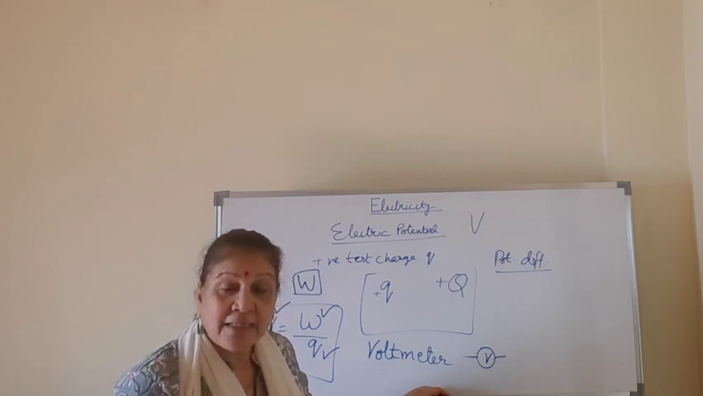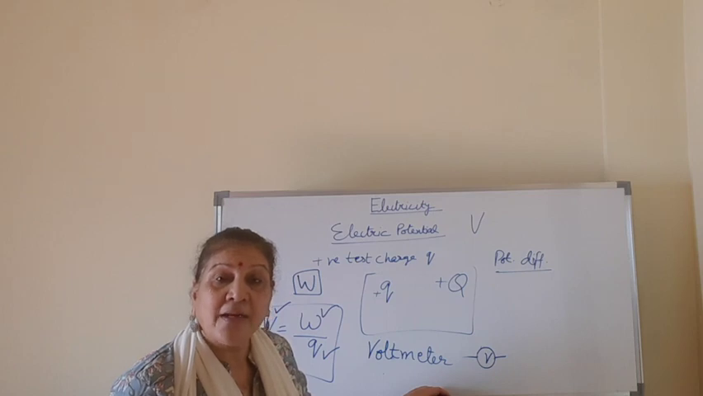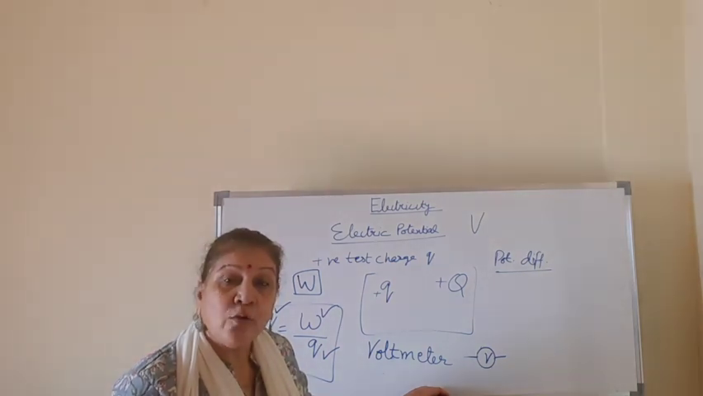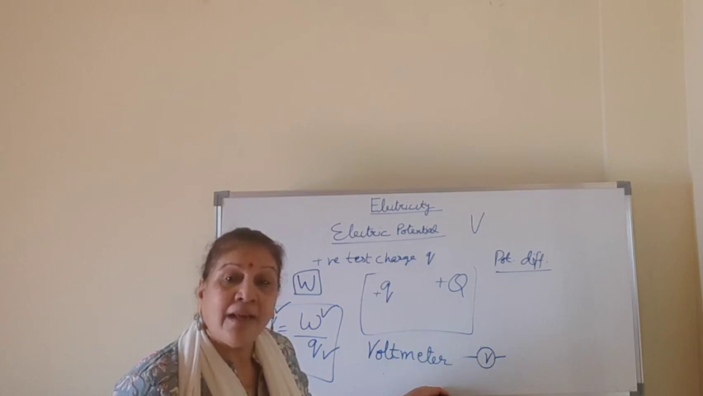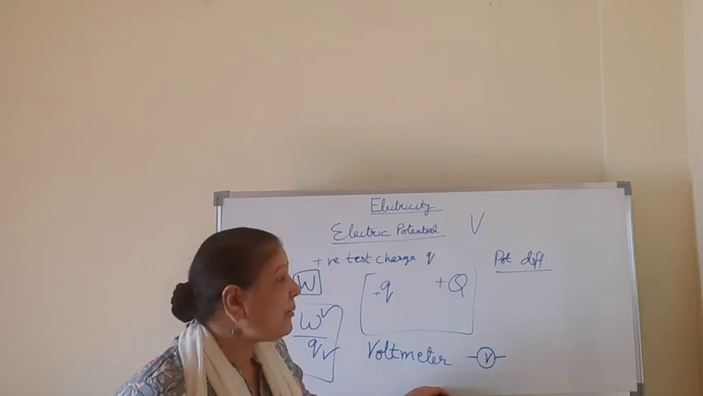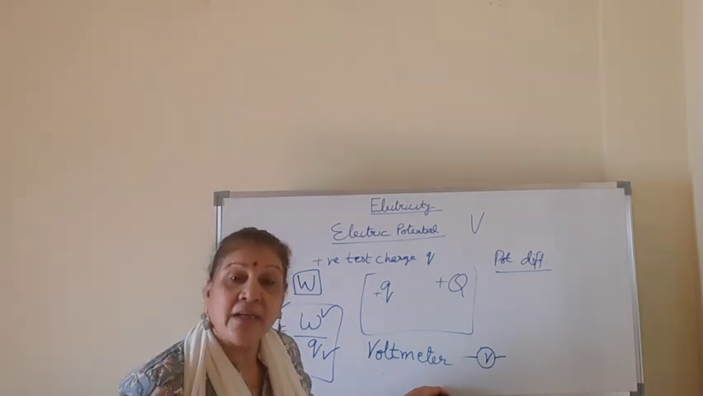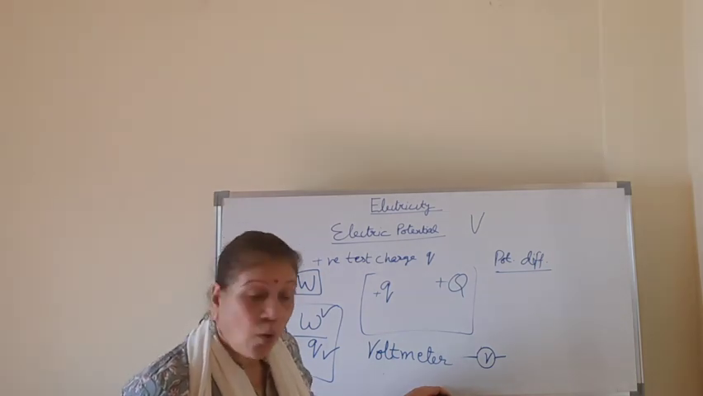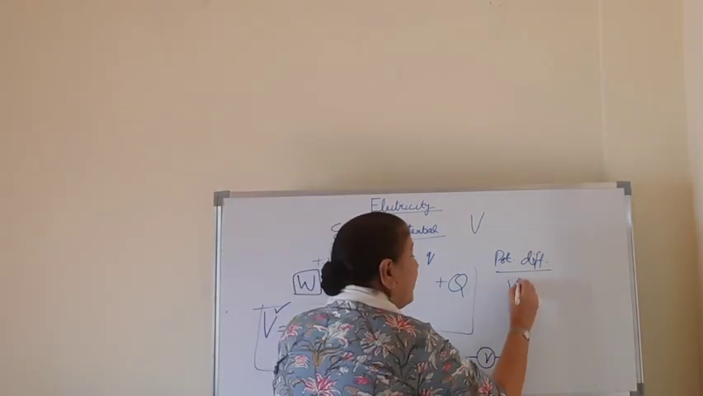If, like in the cell, the chemicals are consumed or used up, there is no potential difference; both terminals have the same electric pressure, and then it will stop giving you the electric current. So the potential difference is the main factor responsible for the smooth flow of electric current. It is also called the voltage.